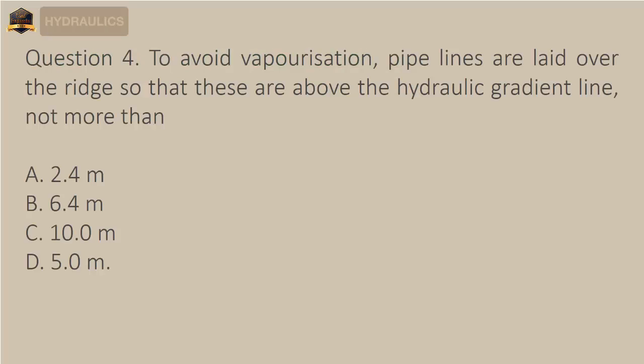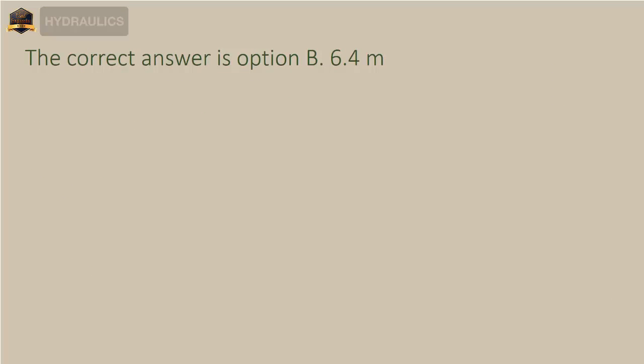Question 4. To avoid vaporization, pipelines are laid over the ridge so that these are above the hydraulic gradient line, not more than A. 2.4 meters. B. 6.4 meters. C. 10.0 meters. D. 5.0 meters. The correct answer is option B, 6.4 m.